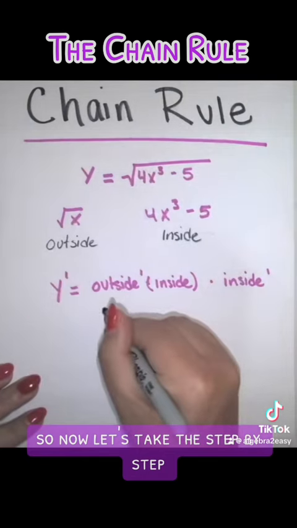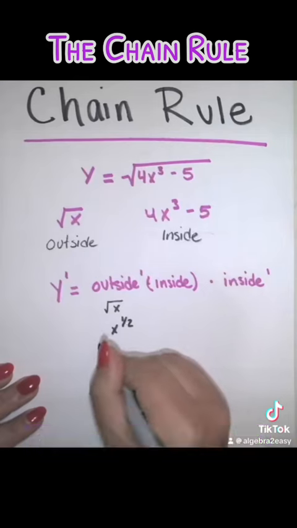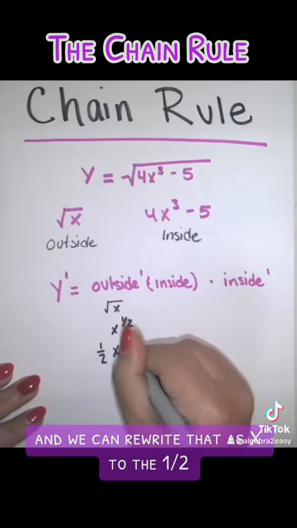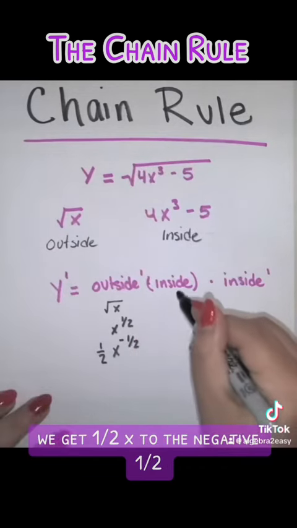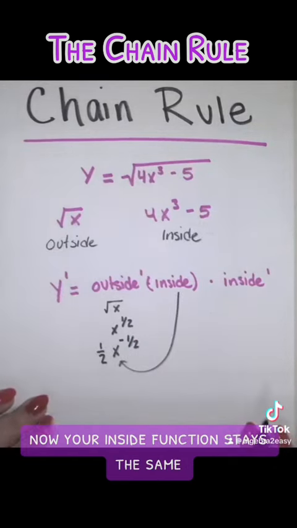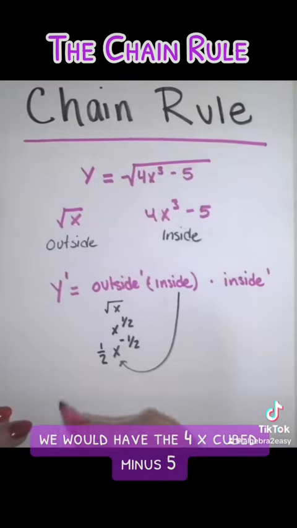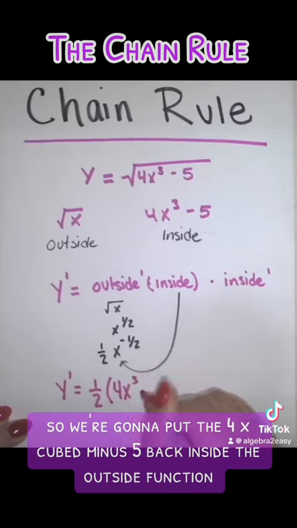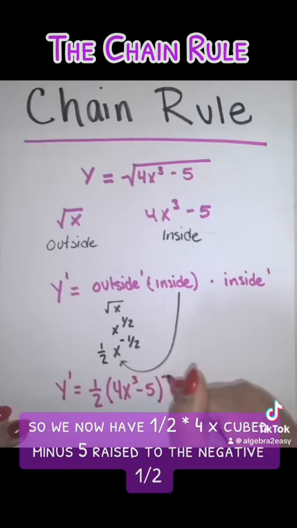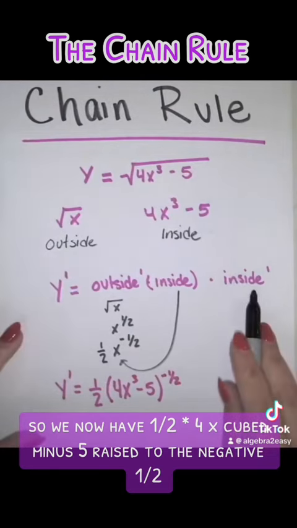So now let's take this step by step. Let's take the derivative of the outside function, which we said was the square root, and we can rewrite that as x to the 1/2, and then applying our basic derivative rules, we get 1/2 x to the negative 1/2. Now your inside function stays the same, so normally under the radical we would have the 4x cubed minus 5. So we're going to put the 4x cubed minus 5 back inside the outside function. So we now have 1/2 times 4x cubed minus 5 raised to the negative 1/2.